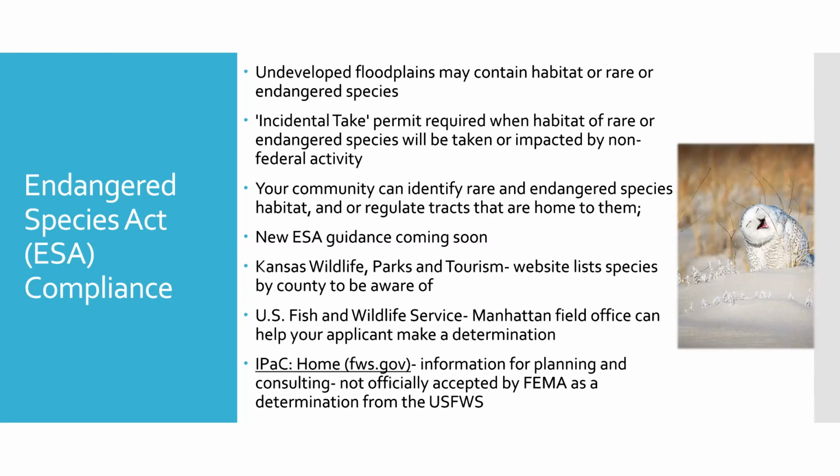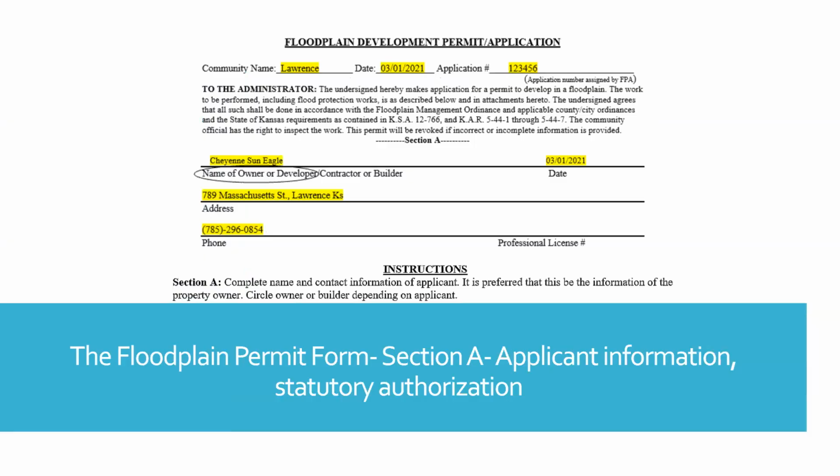There should be some new ESA guidance coming soon. But if you need an official determination, the U.S. Fish and Wildlife Service Manhattan Field Office can help your applicant make a determination. There's also Information for Planning and Consultation, a website that generates a letter that says whether or not your work in this area will impact an endangered species. It's not officially accepted by FEMA as a determination. Some people say it's been accepted, but it might just be more of a tool to help you determine whether or not that's necessary.